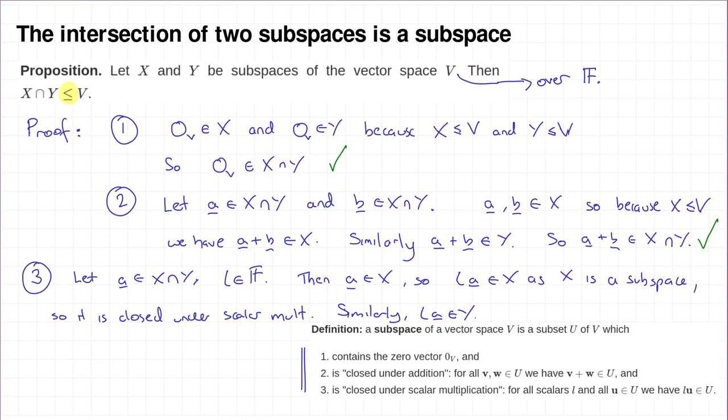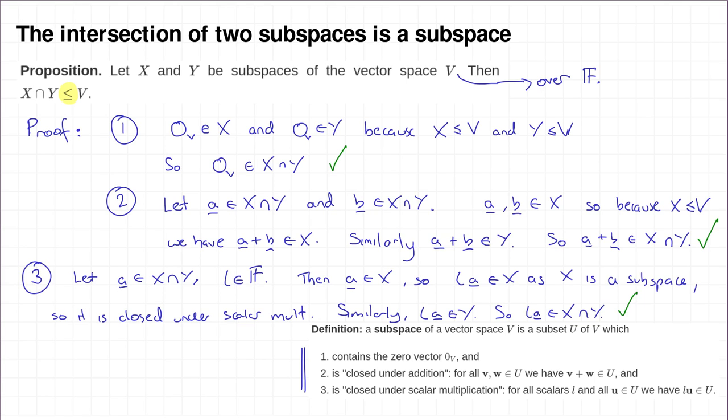And once more, L times A, we've shown it's in X, we've shown it's in Y, so LA is in X intersect Y. We took any element of X intersect Y, and we took any scalar, any element of the field L, and we proved that L times A is in X intersect Y again. That means X intersect Y is closed under scalar multiplication, so it meets all three parts of the definition of being a subspace, and therefore it is a subspace.